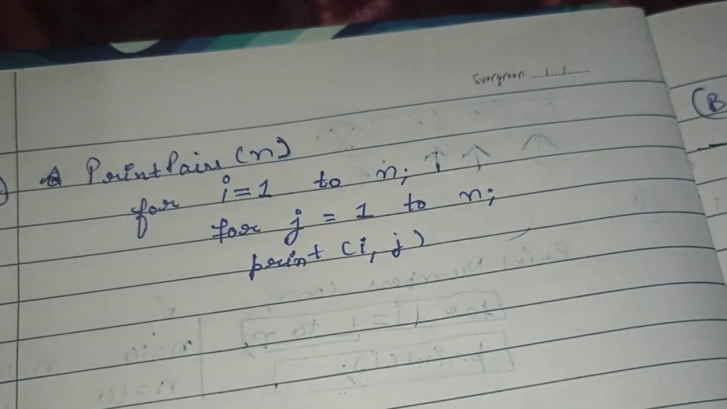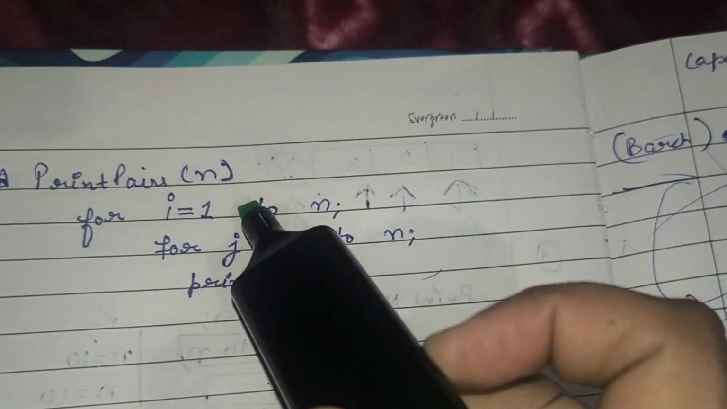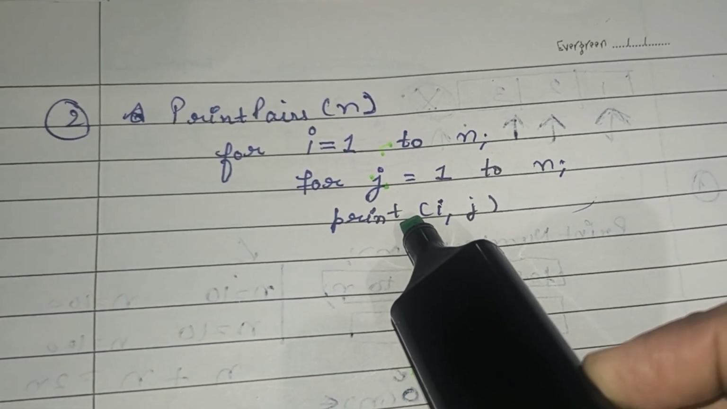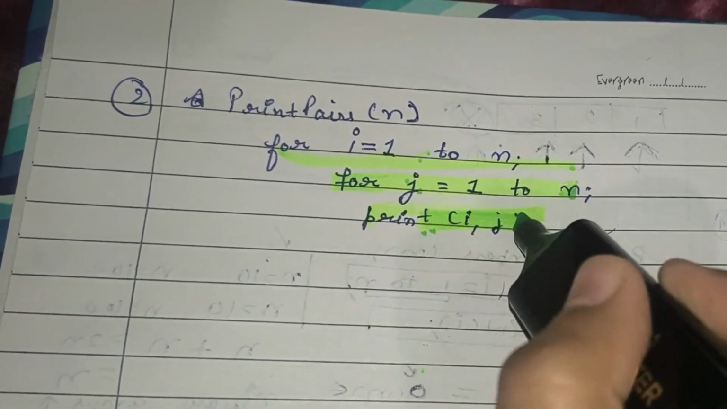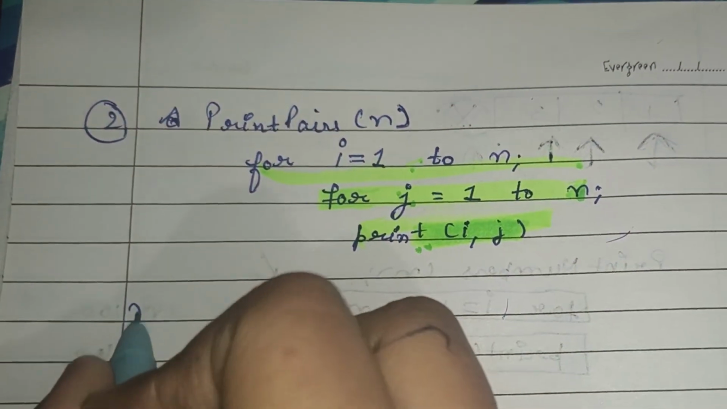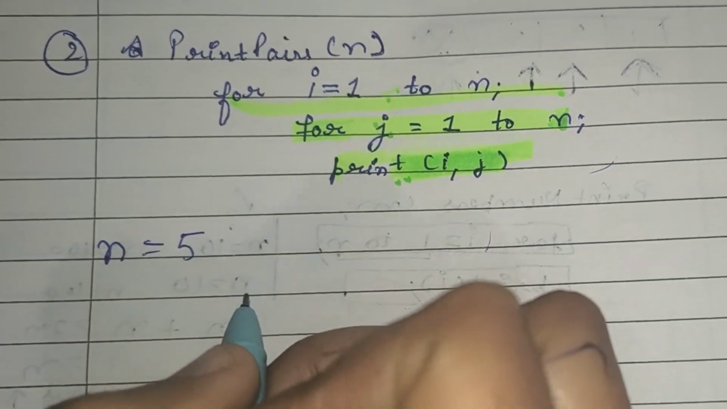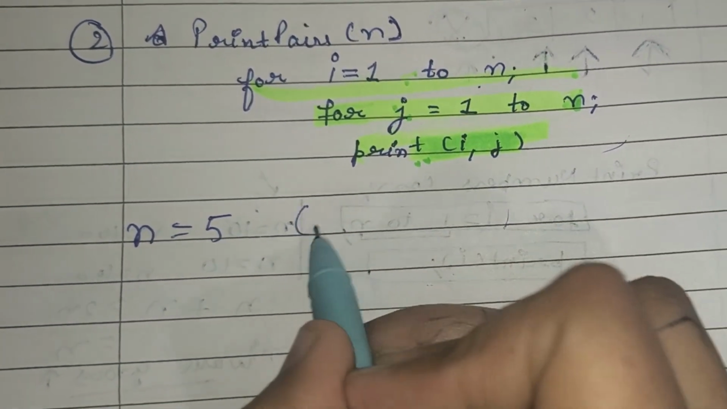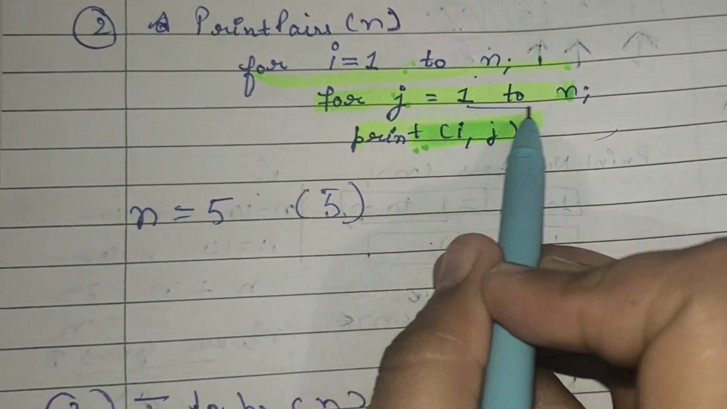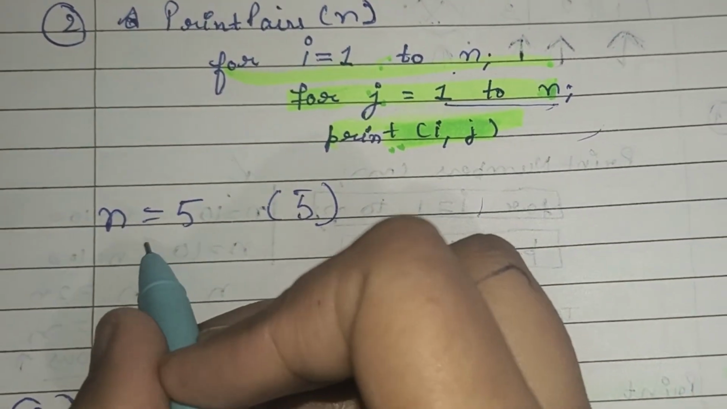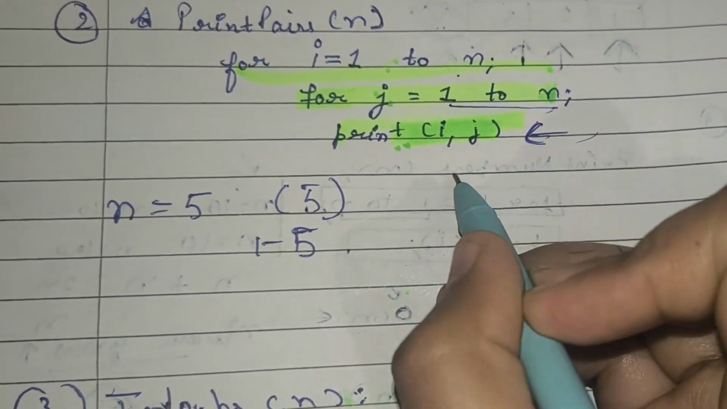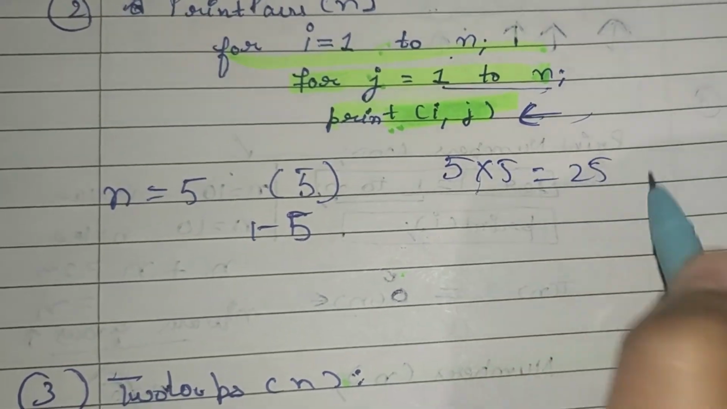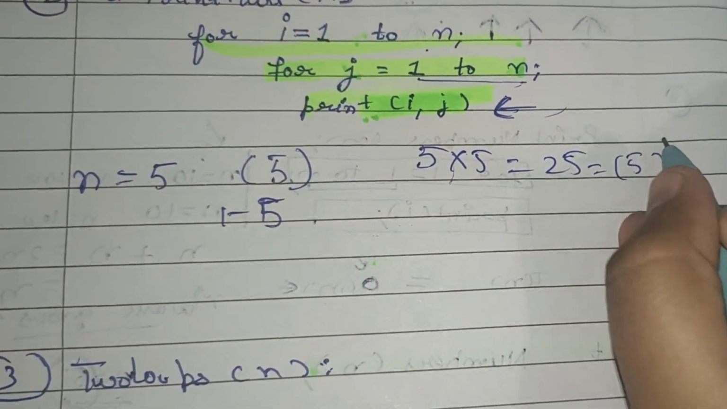Now let's solve question number 2. In question number 2 we have two nested loops, and then we are printing i, j. So this is the outer loop, this is the inner loop, and this is the final print statement. Let us take an example, n is equal to 5. So the outer loop runs 5 times, and then again the inner loop runs 1 to 5. So this statement will be printed 5 into 5, that is 25 times. So this is the square of 5.